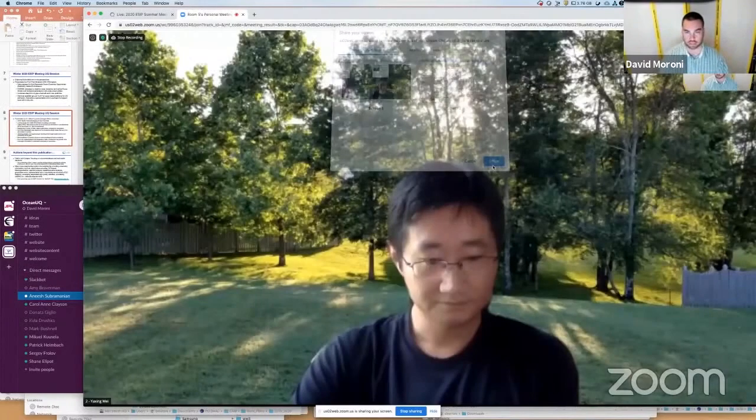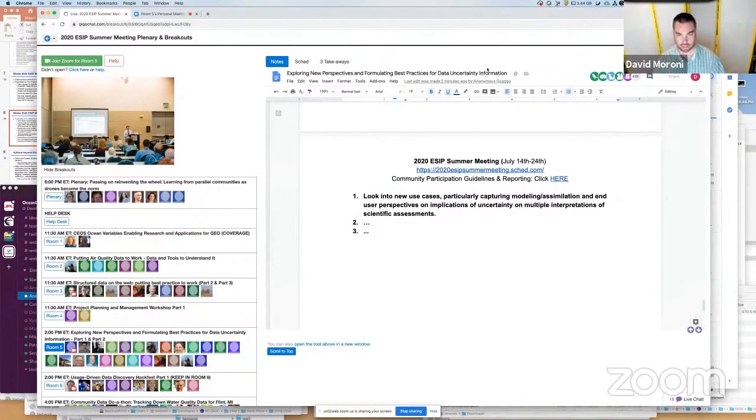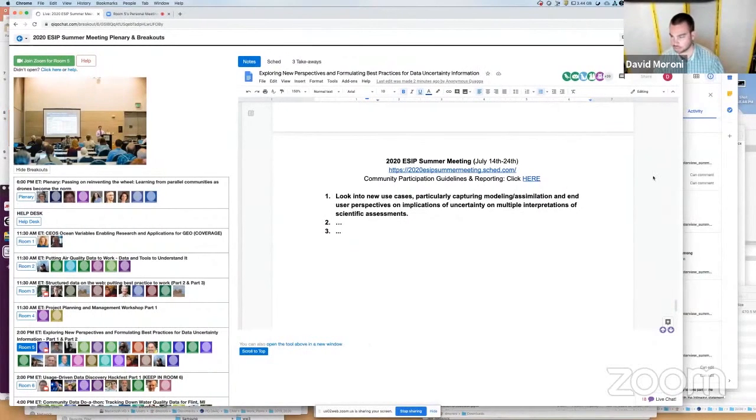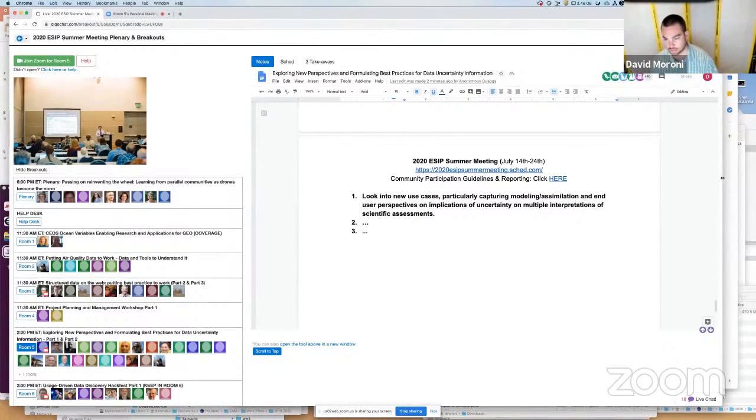All right. And here's our Kiko chat area. As you can see, I captured one takeaway, and this is just because this is a two-part session. So I wanted to capture at least one takeaway from the first session, and I defined it as to look into new use cases, particularly capturing modeling, assimilation, and end user perspectives on implications of uncertainty on multiple interpretations of scientific assessments.